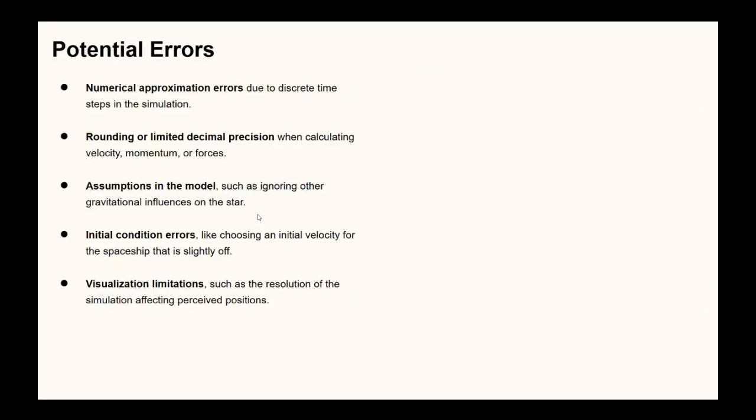And potential errors. Numerical approximation errors due to discrete time steps in the simulation. Rounded or limited decimal precision when calculating velocity, momentum, or forces. Assumptions in the model, such as ignoring other gravitational influences on the star. Initial condition errors like choosing an initial velocity for the spaceship that is slightly off. Visualization limitations, such as the resolution of the simulation affecting perceived positions.